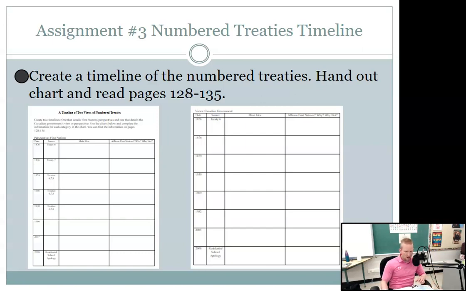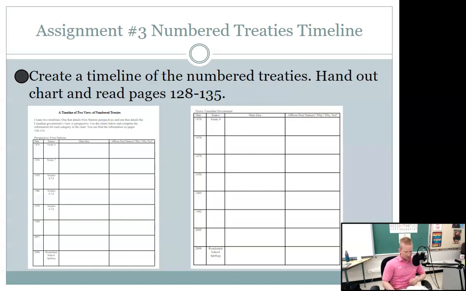So, right now we got 1876. I'm not throwing out answers here to your assignment, but both the government and First Nations look like they're on pretty similar terms right here, and they're both working together, and they both want what's best for each other. So, right now, we're looking pretty good. Moving on.